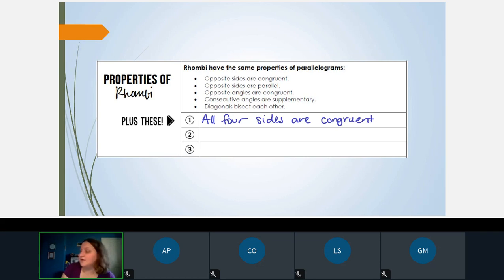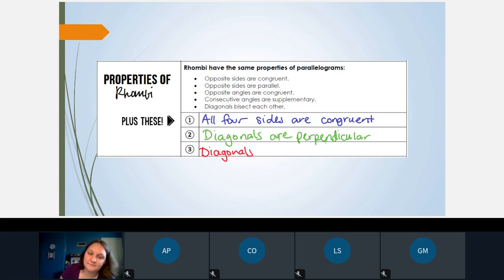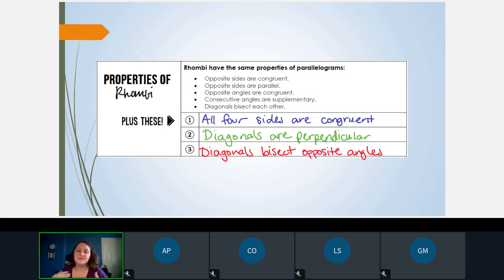Also in a rhombus, your diagonals are perpendicular. And the last one that makes a rhombus special is not only are its diagonals perpendicular, but the diagonals also bisect opposite angles. So that diagonal is going to cut the angle it's touching in half. Okay, so it has all the properties of a parallelogram plus 3 new ones.